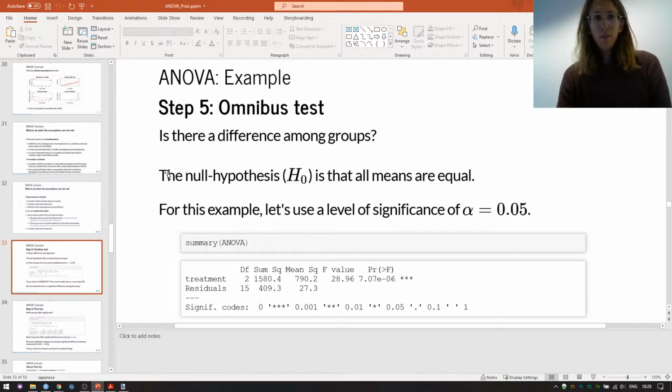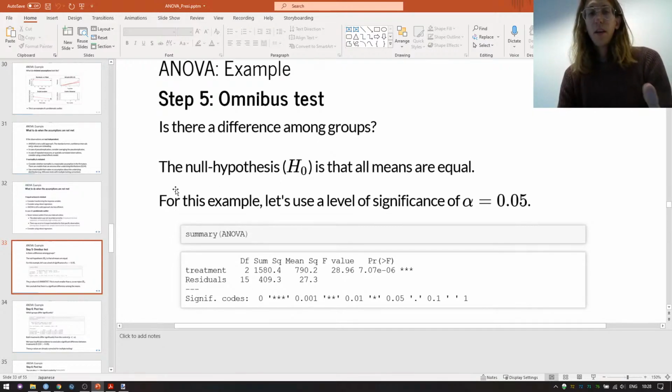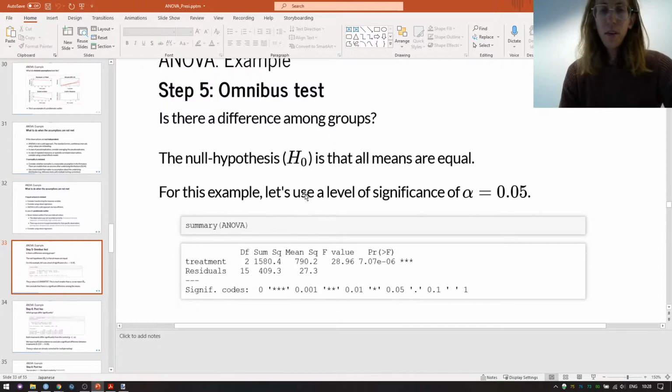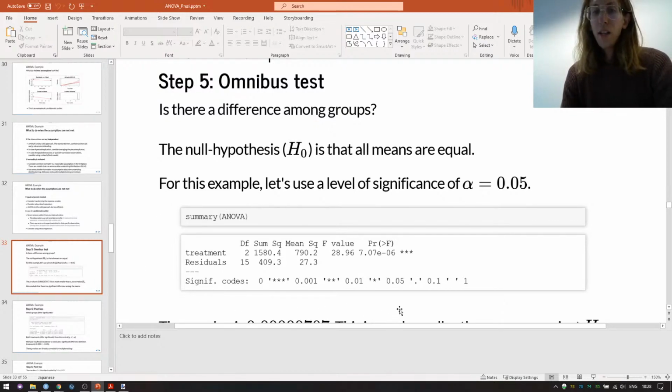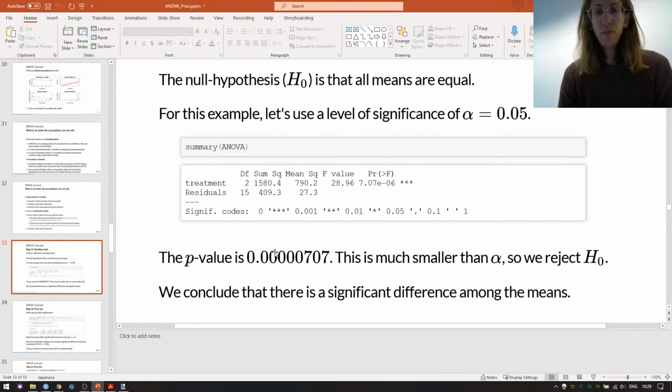Okay, so for the Omnibus test, we continue with our example now. The Omnibus test has the null hypothesis that all means are equal. We use a significance level of alpha, which we usually set to 0.05. And to find the p-values and the F-values and the mean squares, we use this function, summary, and then the variable that you assign the ANOVA test to.